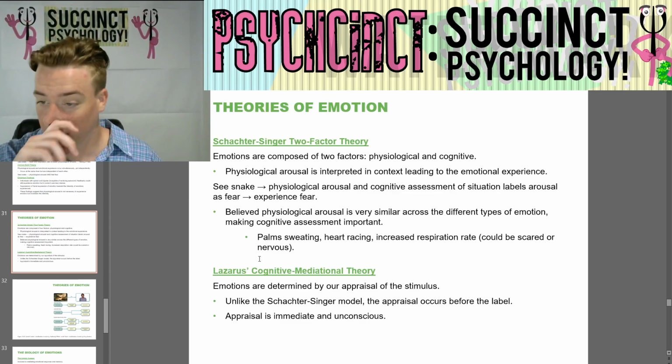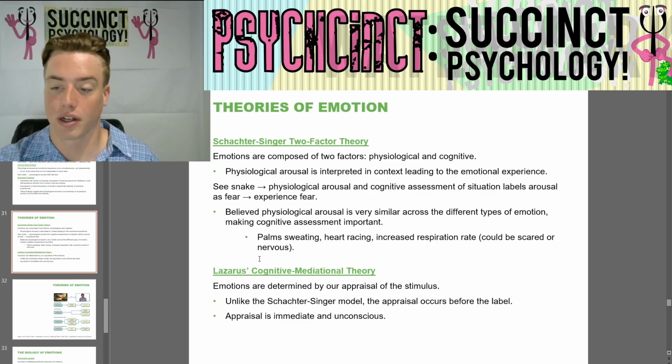Now, Lazarus's cognitive mediational theory is that emotions are determined by our appraisal of the stimulus. Unlike the Schachter-Singer model, the appraisal occurs before you label your emotion. Appraisal is immediate and unconscious. You don't have to consciously label something.